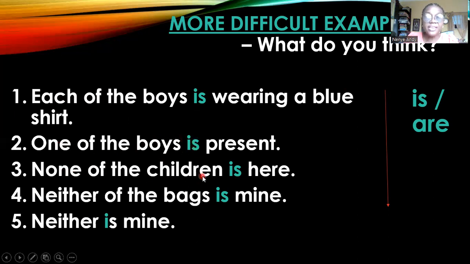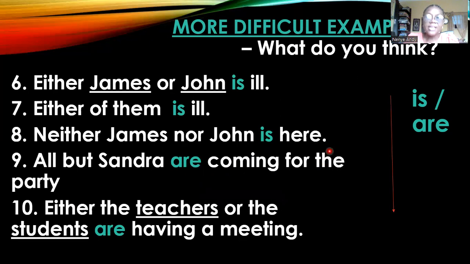None, there are many children, but none of them, nothing, none of them. So that would take is. Neither, the same thing. There are many bags, but none of them will take is. Let's have a look again at other more difficult examples that might be confusing.